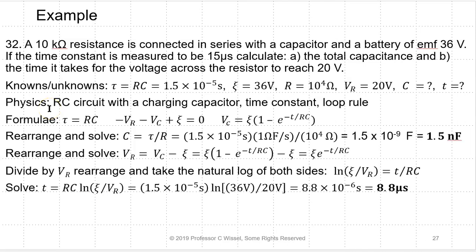You write down the knowns and unknowns. Tau equals RC, or 15 times 10 to the minus 6 seconds. The EMF of the battery is 36 volts. The resistance is 10 to the 4th ohms. The voltage across the resistor is 20 volts. We need to know the capacitance and the time.